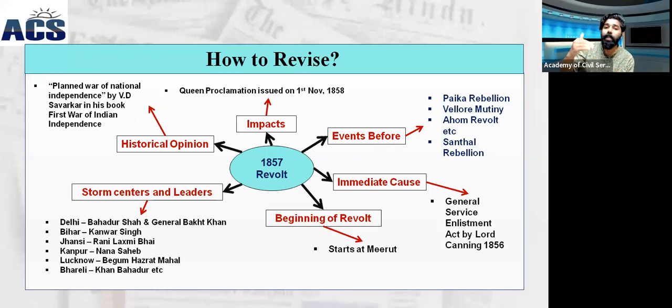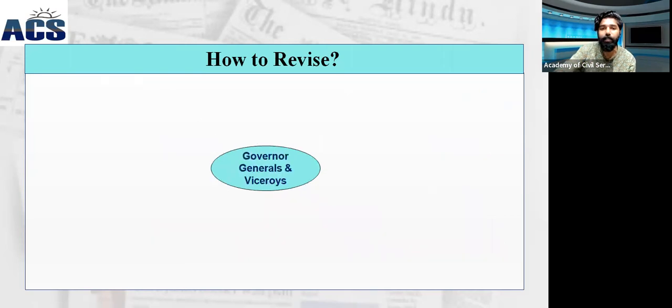Then the impact. You know that after the 1857 revolt, a lot of governance changes happened in British India. The Queen's Proclamation was issued after the 1857 revolt, 1858, the Councils Act of 1861, etc. What were the changes made after the 1857 revolt? These are the kind of questions we can expect in the future.